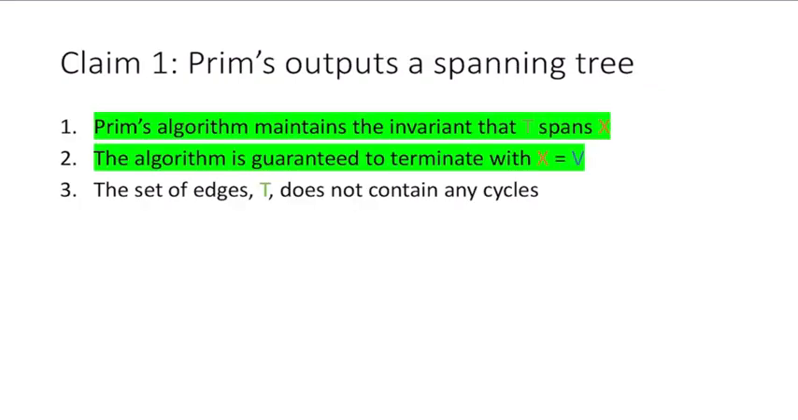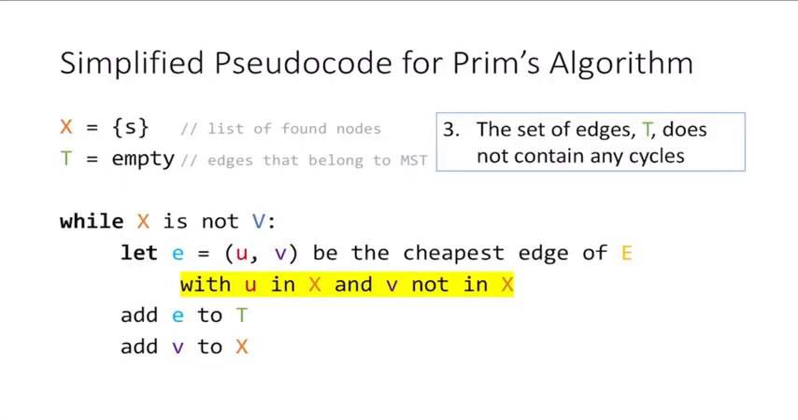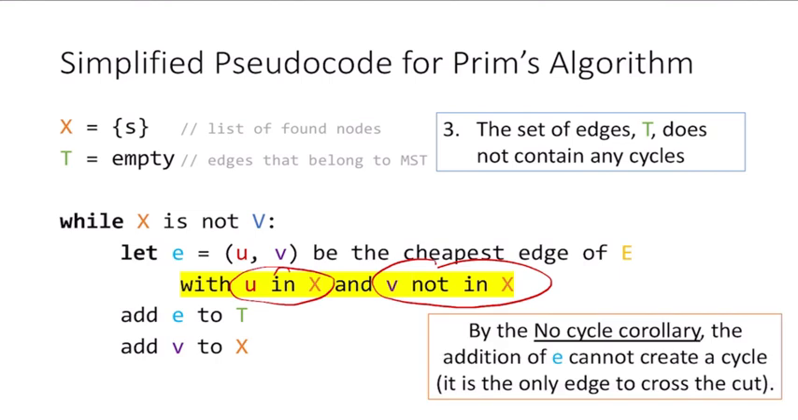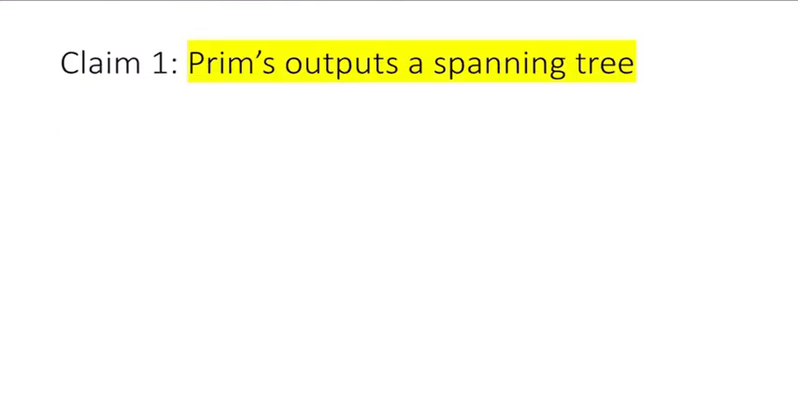All right, we'll also need to check that the set of edges T doesn't contain any cycles. Well, we know it's not going to contain any cycles because we always grab an edge where one vertex is in X and the other vertex is not in X. And by the no cycle corollary, the addition of this edge cannot create a cycle because it's the only edge to cross the cut that's being included in the minimum spanning tree.